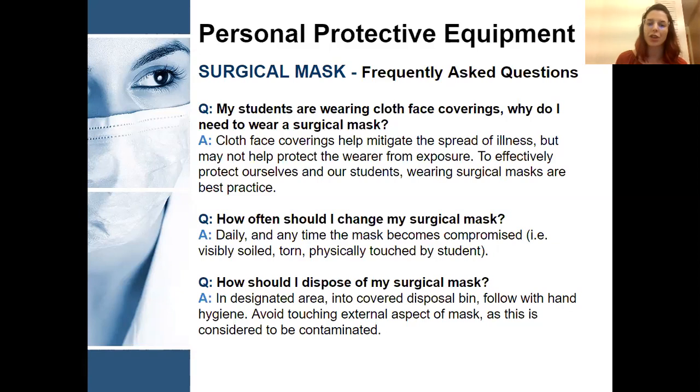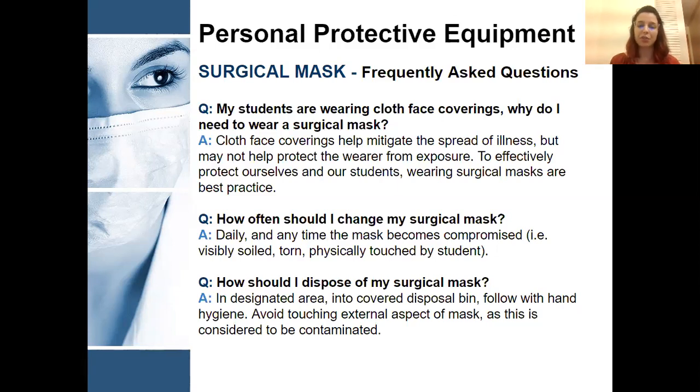Question, how often should I change my surgical mask? Ideally daily, and anytime the mask becomes compromised. So if it's visibly soiled, torn, or physically touched by a student, it is considered to be compromised, and you are going to want to change it.